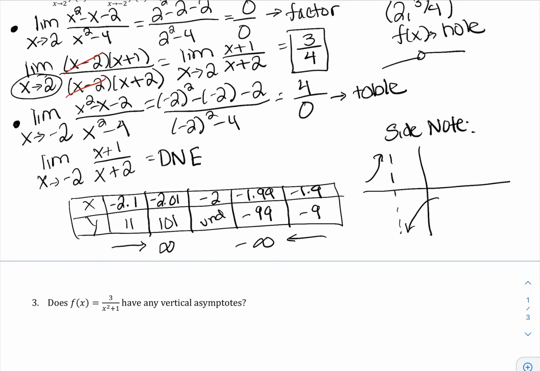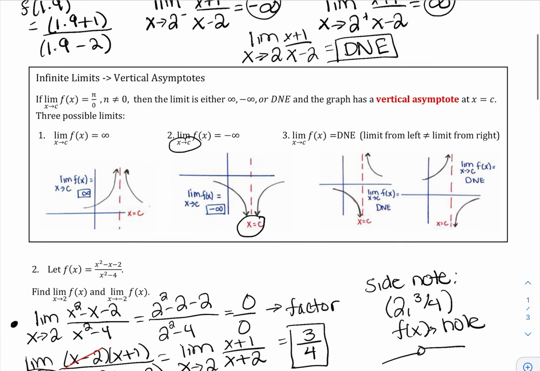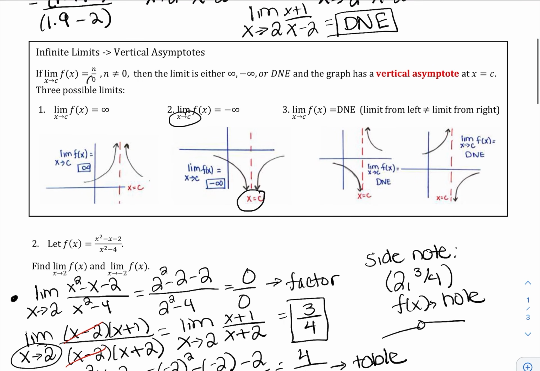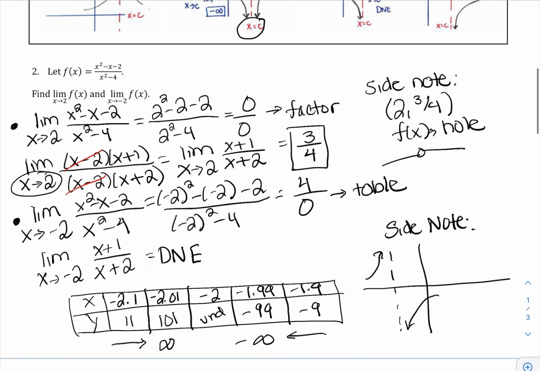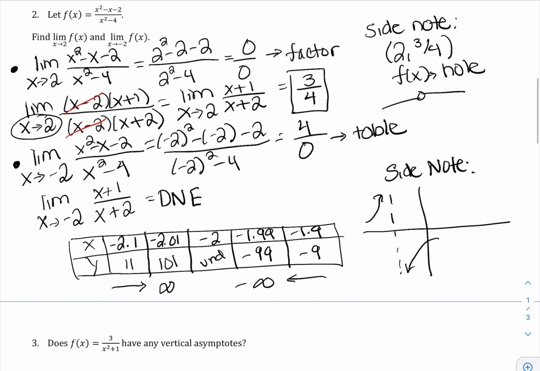So the vertical asymptotes are going to come from what makes the bottom 0. All right, so for you to have a vertical asymptote, the bottom has to give you 0. It has to be n over 0. So anytime you're looking for vertical asymptotes, you always take what makes the bottom 0, and then you check, well, is it going to be a vertical asymptote or is it just going to be a hole?